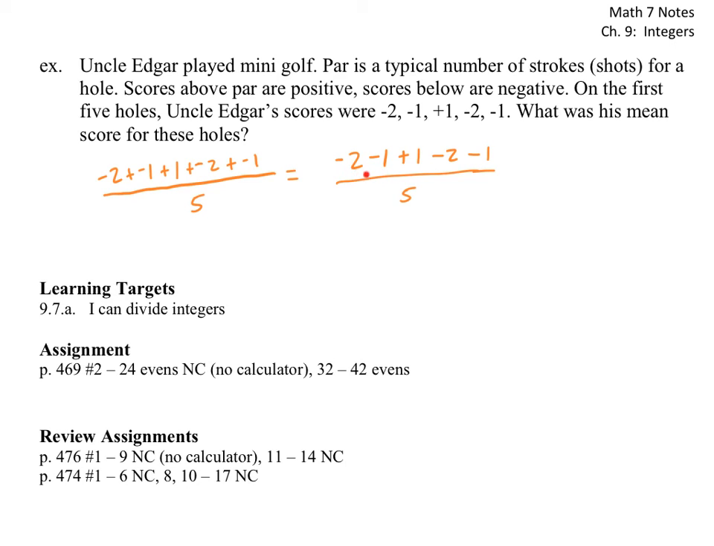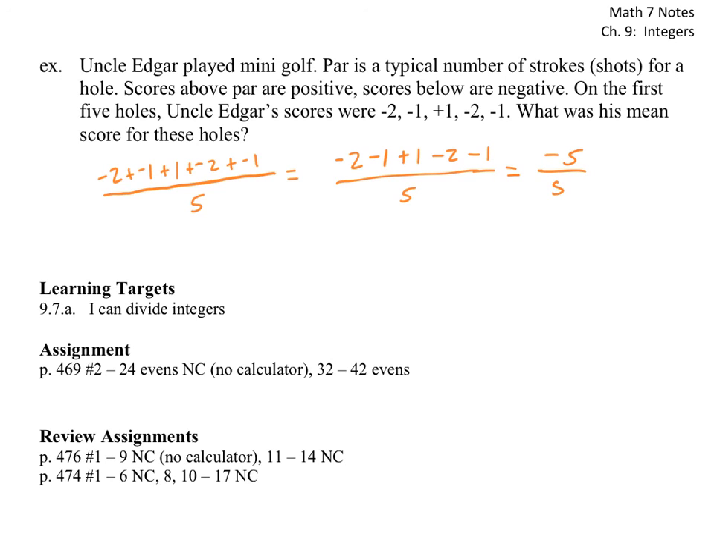So -2, take away 1. So if I have 2 negatives and 1 negative, that gives me 3 negatives. So I have 3 negatives plus 1. That's going to cancel with one of my 3 negatives, so I'm down to -2. Now I have -2 and then another -2, so I have 4 negatives total. So this gets me up to -4 minus another 1 gets me to -5. All right, so Uncle Edgar is 5 under par after those 5 holes.